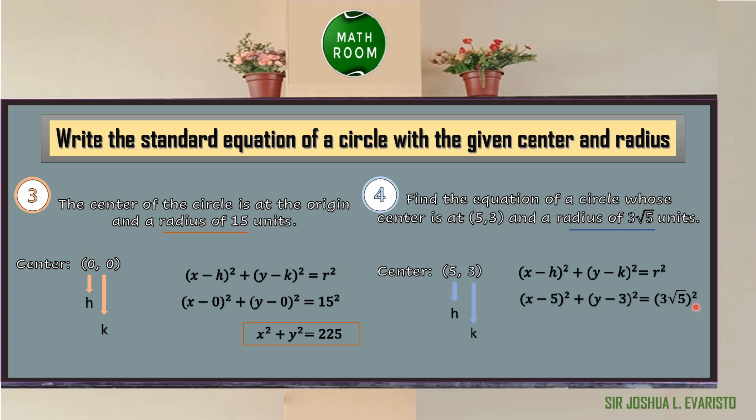of 5 quantity squared. Then let us simplify, writing the left side of the equation and simplify the right side of the equation. 3 squared is equal to 9, then the square root of 5 squared is equal to 5. Then 9 times 5 is equal to 45. Therefore, the standard equation of a circle is x minus 5 quantity squared plus y minus 3 quantity squared is equal to 45.